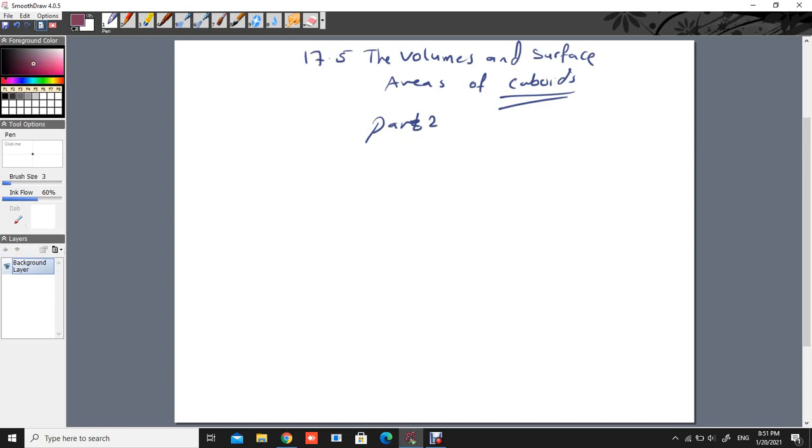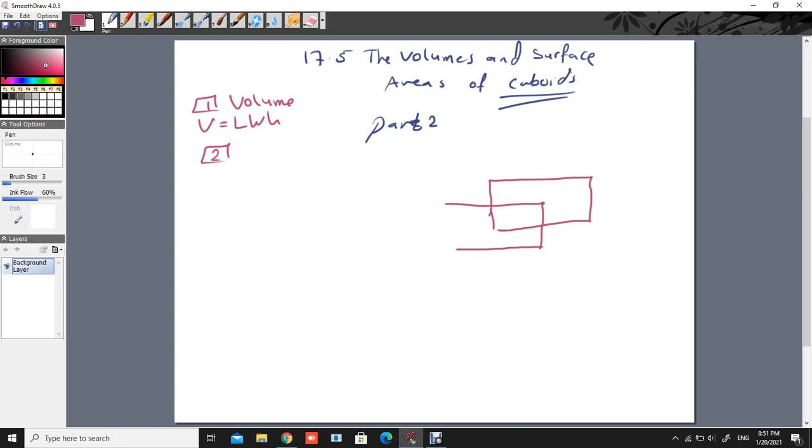So here, number 1, volume. Volume equals length times width times height. Now, for the surface area, this is a rectangular prism. So this is length, width, the height. Here we are talking about 3D shapes, remember that.